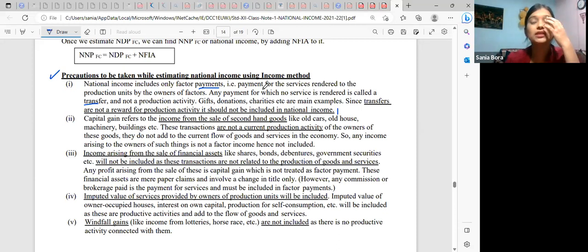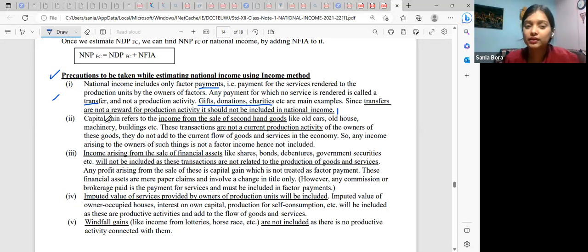Now the question comes: ma'am, the old people are getting pension. They are not working, but still they are getting the pension. The thing is that they worked earlier, that's why they are getting this reward. It's not like, for example, your mother gave you 1000 rupees, which doesn't mean you did something and got the 1000 rupees, right? So remember, transfer incomes are not a reward of production activity. Therefore, you will not include that in national income. Clear? Example: gift, donation, charities. When you are calculating through the income method, you are not going to include them.